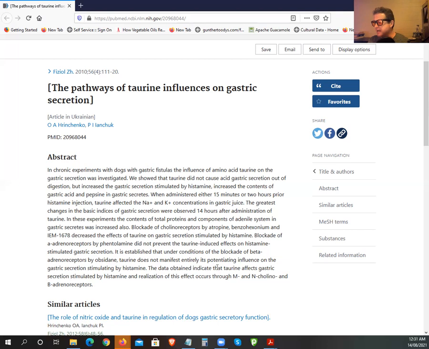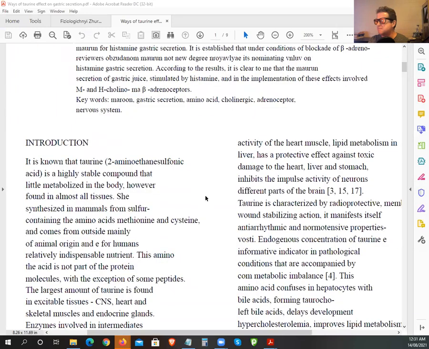The data obtained indicate that taurine affects gastric secretion stimulated by histamine, and the realization of this effect occurs through M- and N-cholinoreceptors and beta adrenoreceptors. Now, let me go to the actual study.